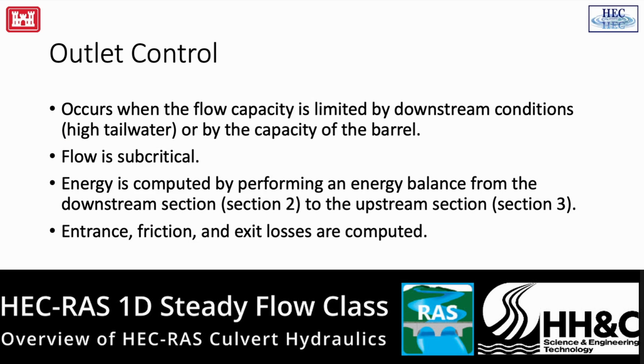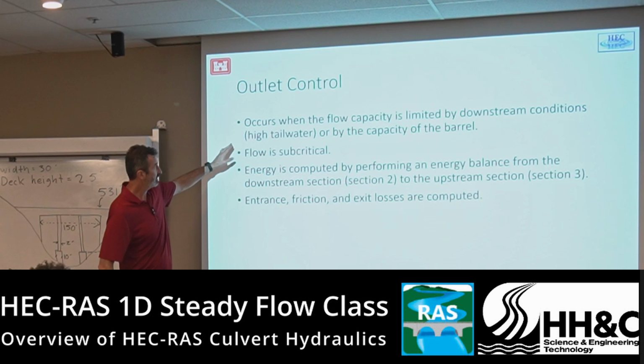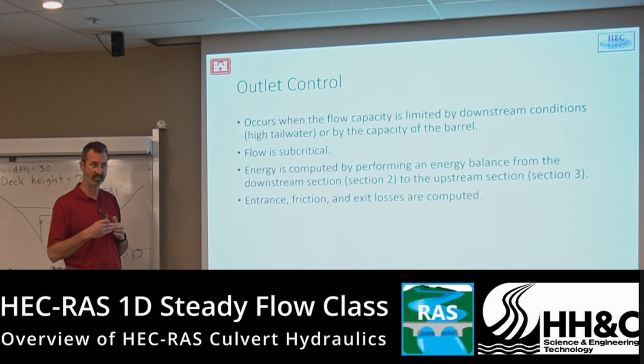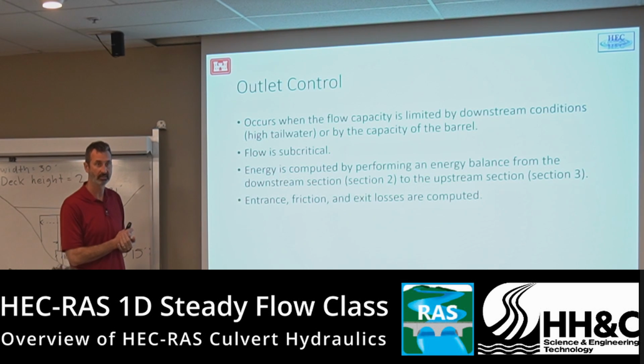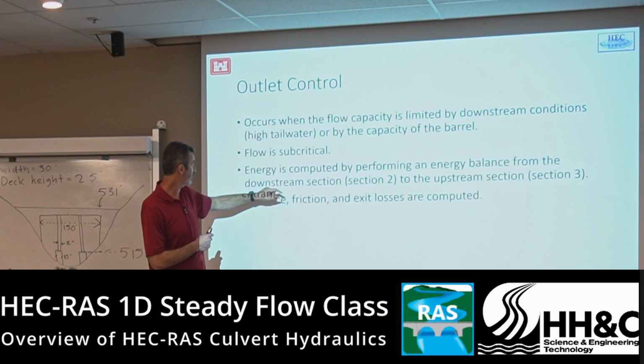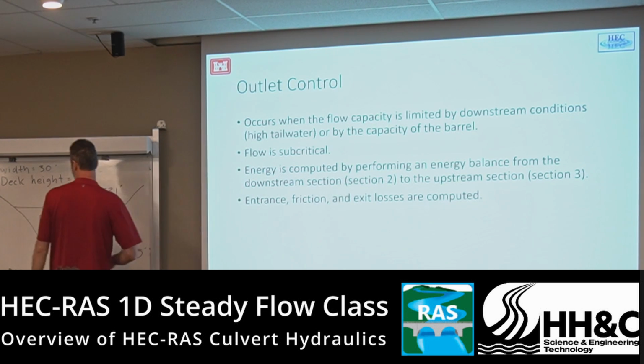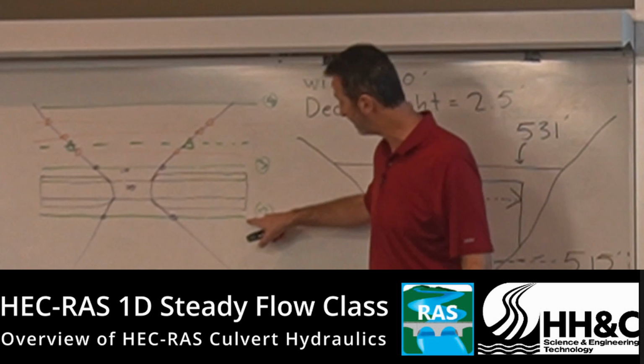Outlet control, this is the vanilla case, where we're going to solve it using essentially vanilla energy type equations we've been using all week, and will continue to do so. It occurs when the flow capacity is limited by downstream conditions. So that's the backwater condition. I'm computing one cross-section to another, kind of marching upstream. Backwater flow. Flow is subcritical. Flow is computed with an energy balance from downstream cross-section 2 to the upstream cross-section 3. So our culvert hydraulics are going to be what happens between here and here.